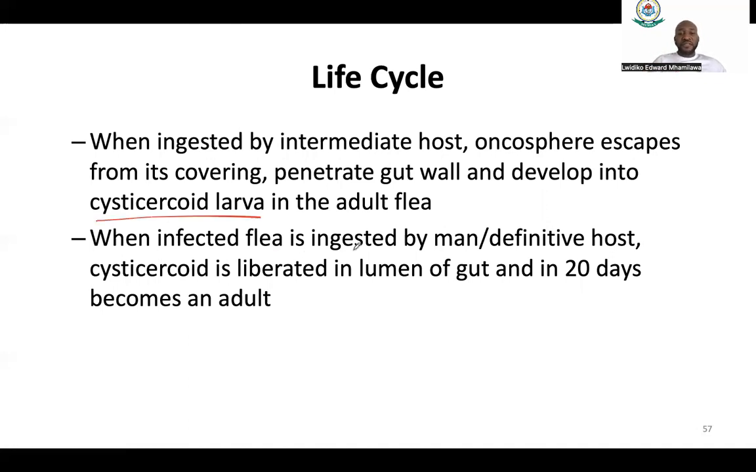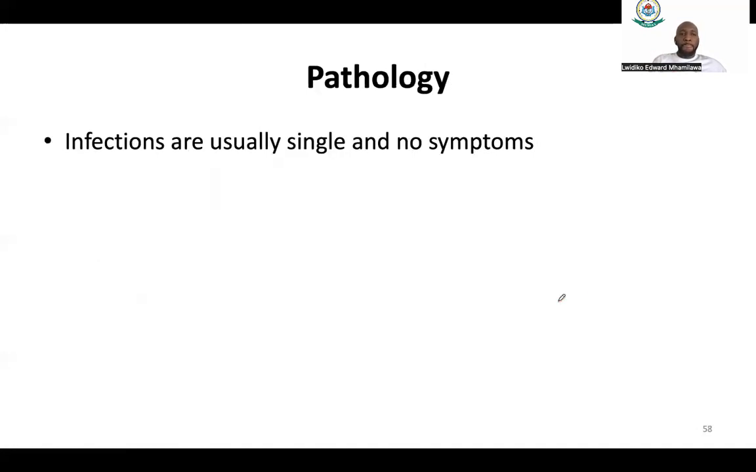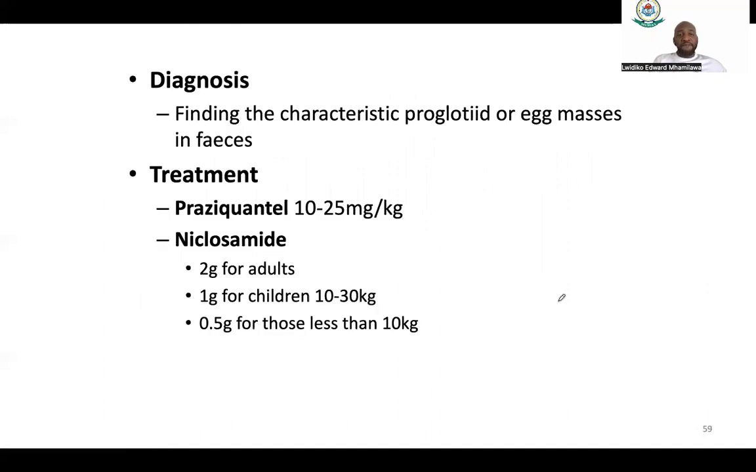When the infected flea is ingested by man or a definitive host, the cysticercoids are liberated in the lumen of the gut. In 20 days, it becomes an adult. Infections are usually single and sometimes could have no symptoms. Finding the characteristic proglottids or egg masses in feces would be the diagnosis. And praziquantel or niclosamide would be your drug of choice.